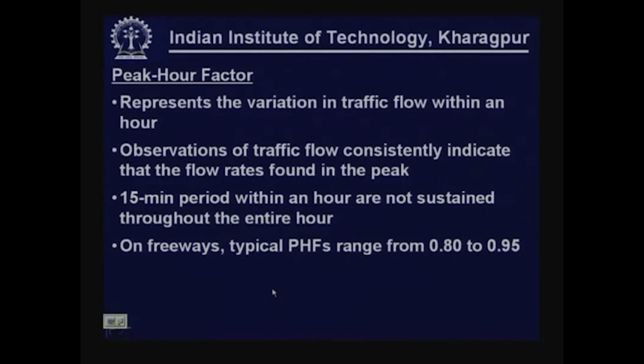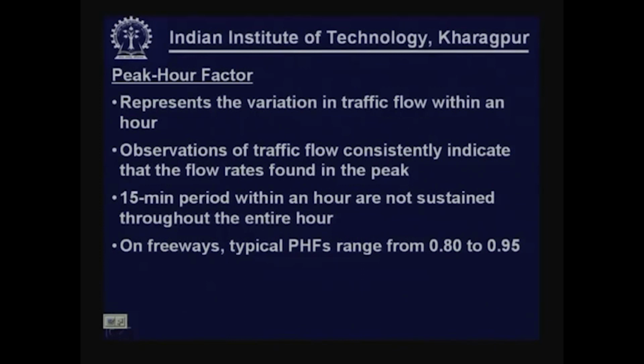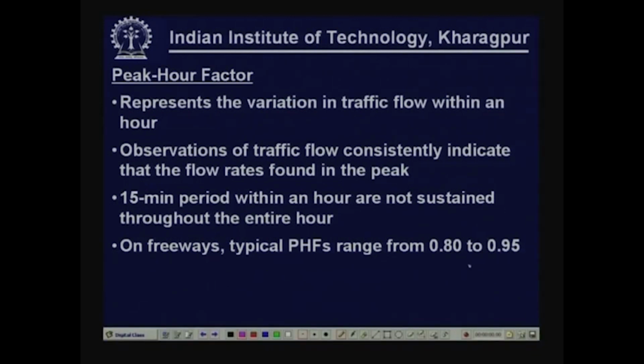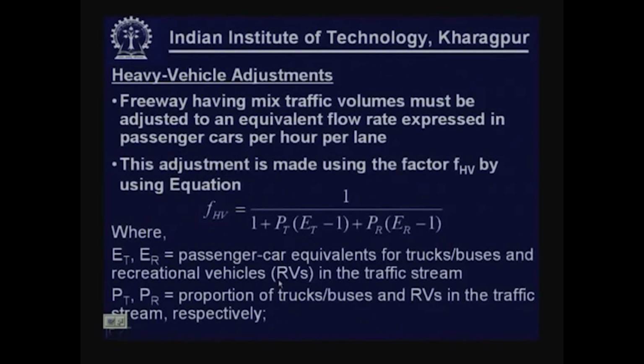Peak hour factor basically represents the variation of traffic flow within an hour. Observations of traffic flow consistently indicate that flow rates found in the peak 15-minute period within an hour are not sustained throughout the entire period, and that is why we need to use peak hour factor. Normally on freeways, peak hour factor values range from 0.8 to 0.95. So, if the peak hour factor is known, the same value may be used, or suitable values may be adopted in this range, matching the conditions.